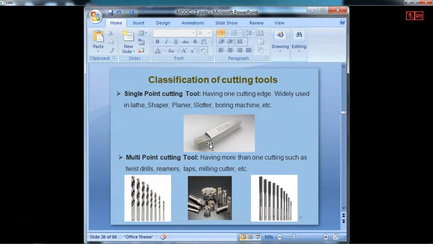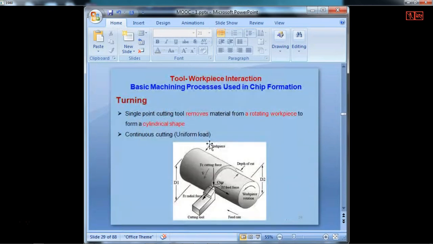So that is called an intermittent cutting. Thus, in a single point it is continuous, but in multi-point it will generally be an intermittent cutting which will be taking place. So later, when we talk about the cutting forces and cutting dynamics, these aspects will come into picture. Now we'll go into detail about the turning process.